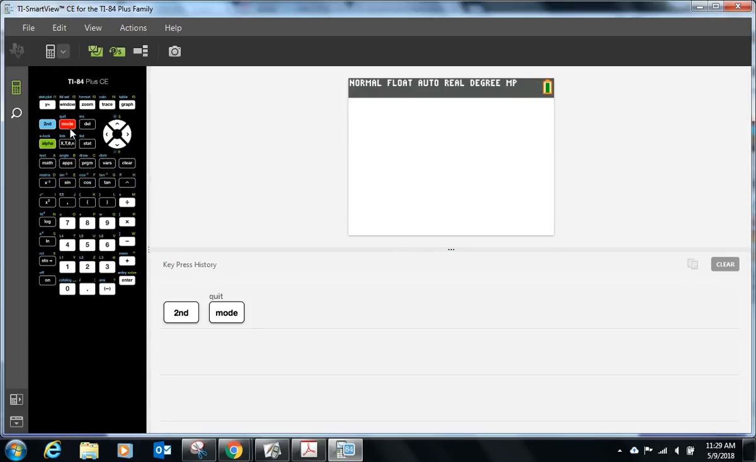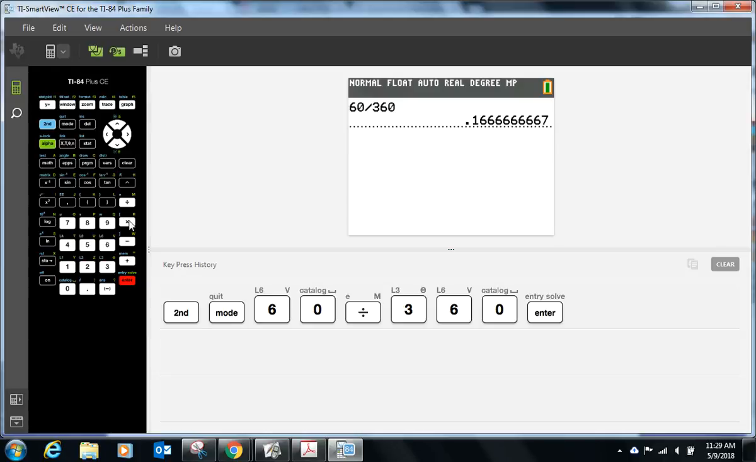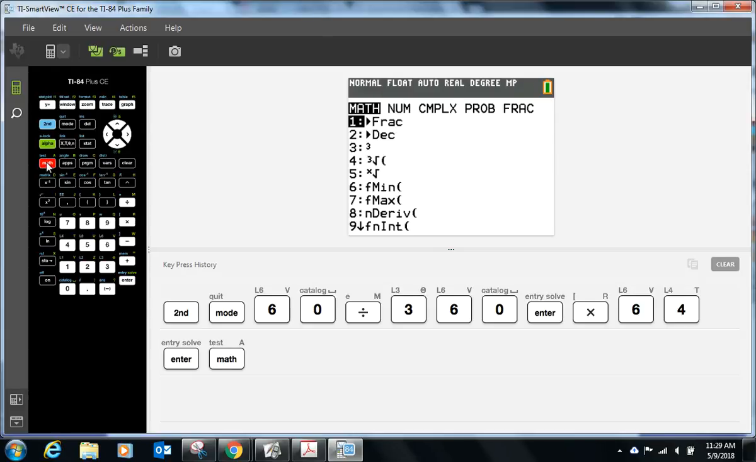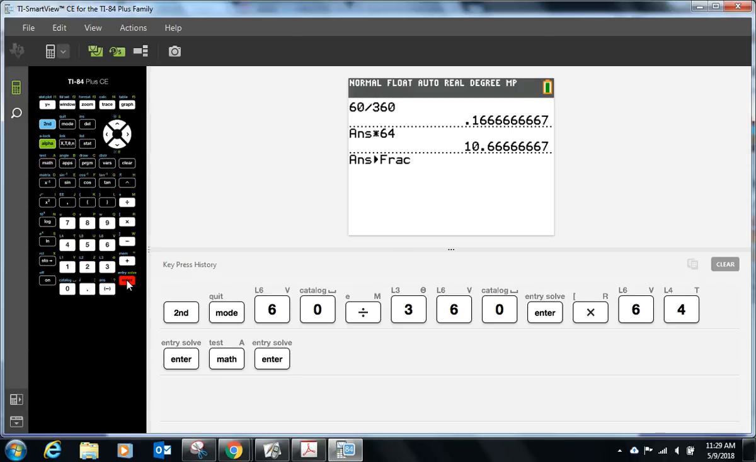Okay, here we go. Here's a little calculator session now. 60 divided by 360 times 64. I'm keeping the pi out of it because it's got to be in terms of pi. I get that decimal. Math, you have a math button on the left-hand side. Number 1 is change it to a fraction. 32 over 3.